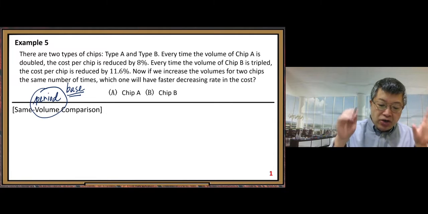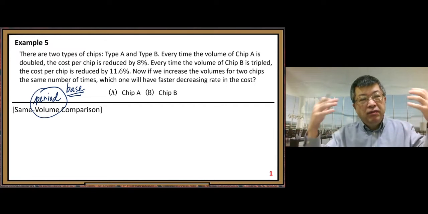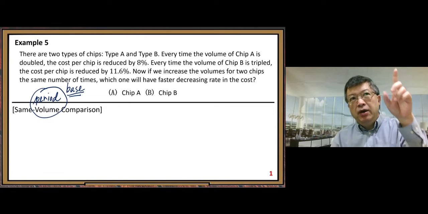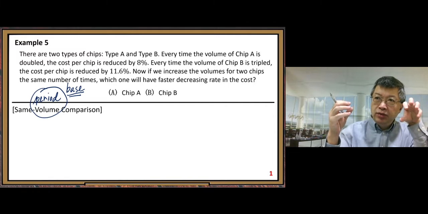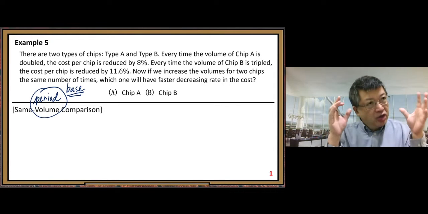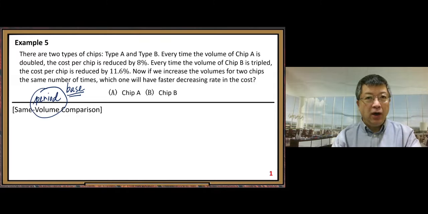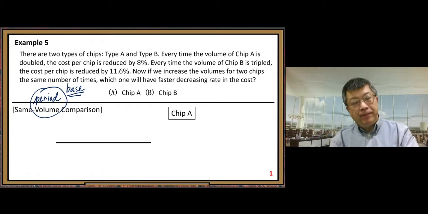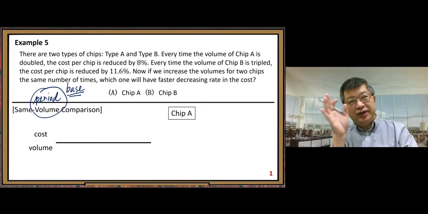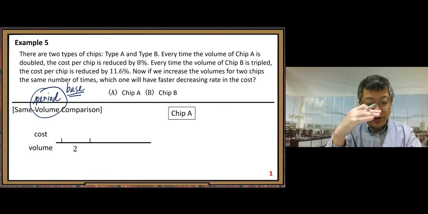So here our base changes to volume. Chip A and chip B are given on different bases. The basic idea is that we need to convert one chip to the same base of another chip. The base here we choose is volume. All right, so let's do the analysis. Let's look at chip A. What is the relationship between the cost and the volume?